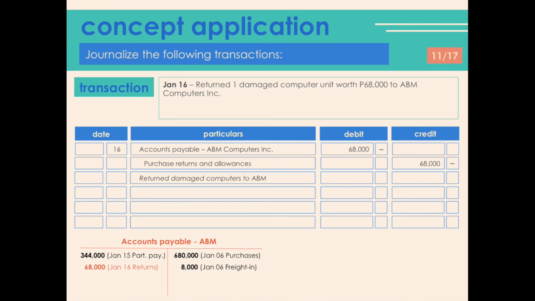January 16, returned a damaged computer worth 68,000 pesos to ABM Computers Inc. Here the company is returning a damaged computer it purchased from ABM Computers, which means that there is a reduction in its outstanding balance and an increase in the purchase returns and allowances. So we debit accounts payable and credit purchase returns and allowances for 68,000 pesos. We also update our monitoring of the accounts payable relating to ABM by adding a debit of 68,000.